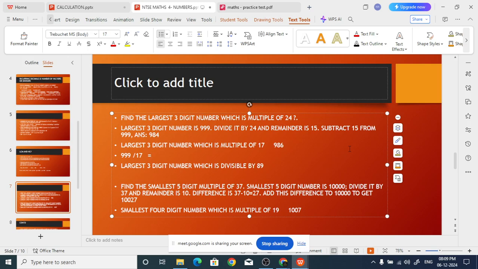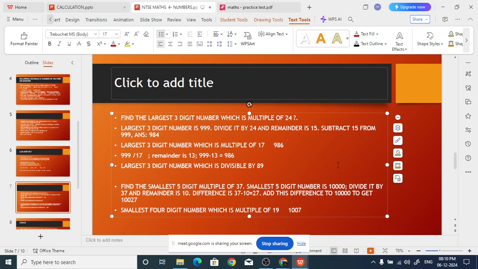Quotient 58, sir. What is the remainder? Is the remainder 13? Are you getting remainder 13? Yes, sir. Remainder is 13. So now you have to subtract this 13 from 999. 999 minus 13 will give me how much? 986, sir.